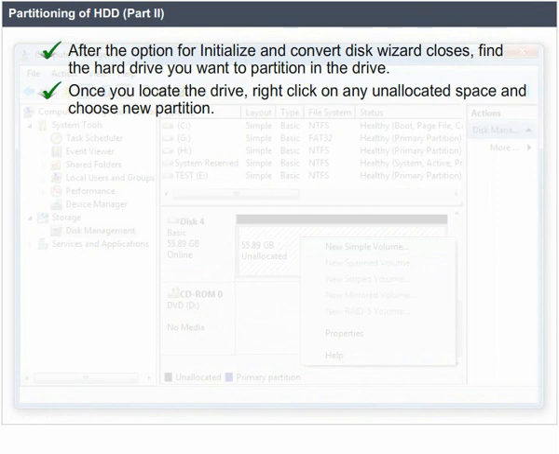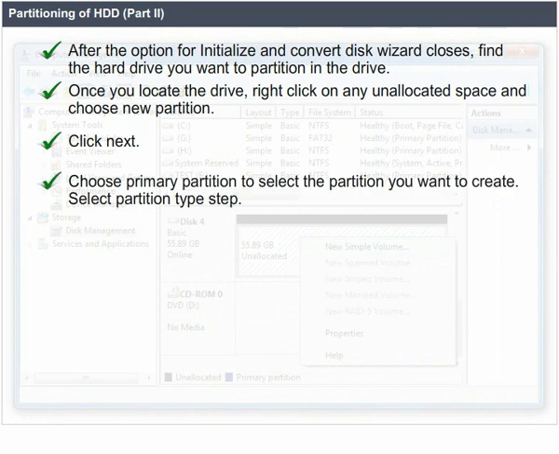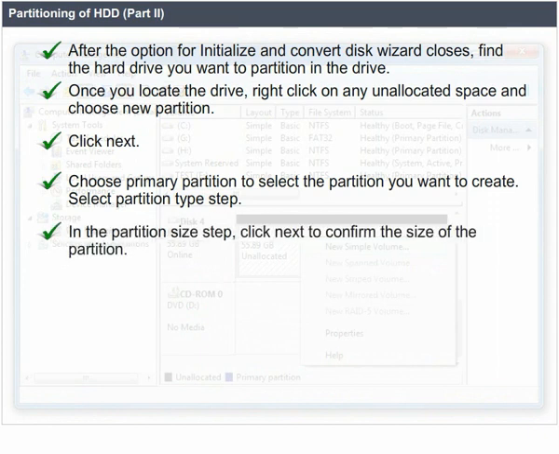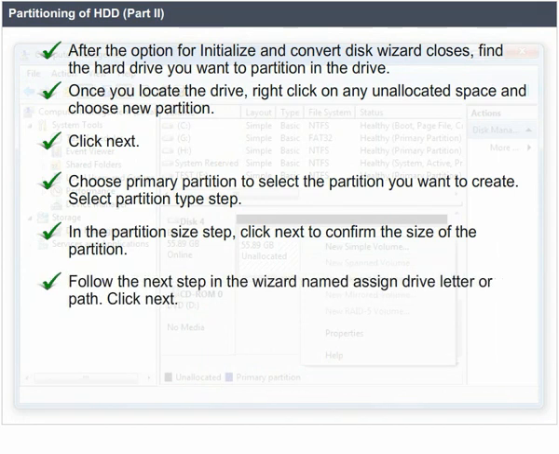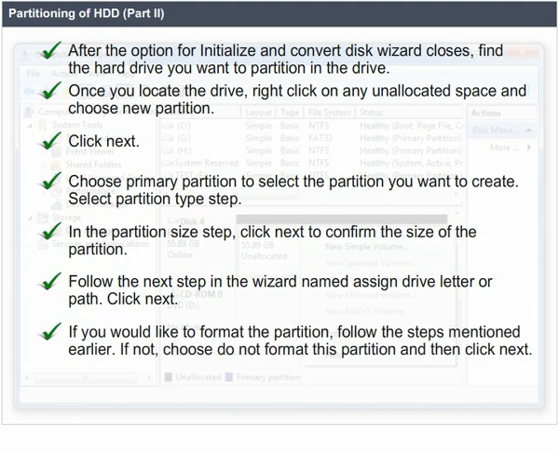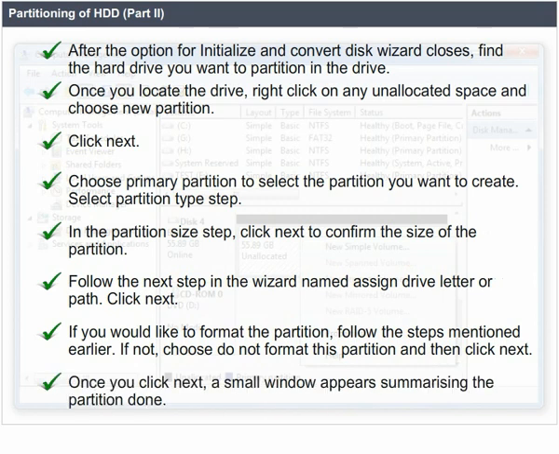Choose Primary Partition to select the partition you want to create. In the Select Partition Type step, then in the Partition Size step, click Next to confirm the size of the partition. Follow the next step in the wizard, named Assign Drive Letter or Path. Click Next. If you would like to format the partition, follow the steps mentioned earlier. If not, choose Do Not Format this partition and then click Next. Once you click Next, a small window appears summarizing the partition done.